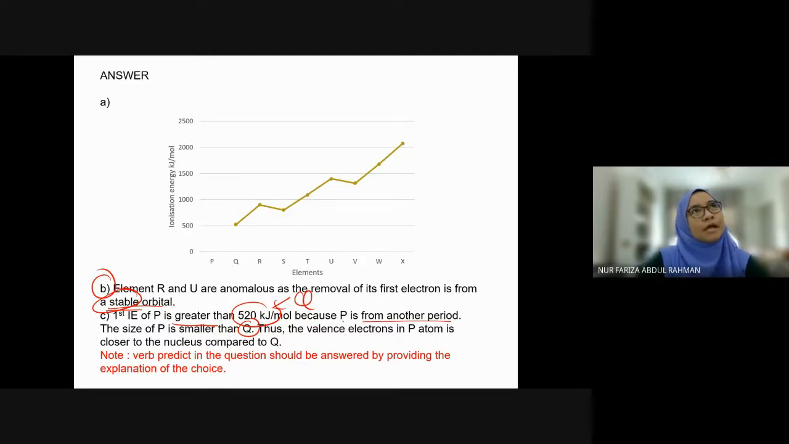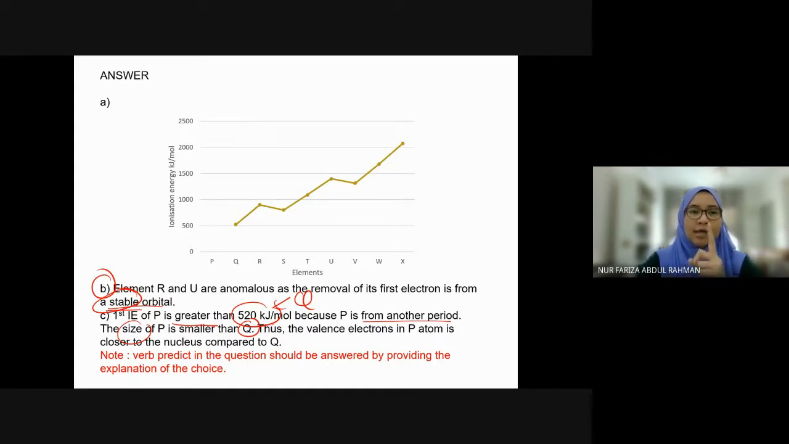Less principal quantum number, or less n. That shows that the size of P is smaller than Q. Its n is less, because P comes from the previous period. When you know it is from the previous period, the size is smaller. When the size is smaller, the attraction is stronger. That means it is harder, or more difficult, to remove an electron, the valence electron.